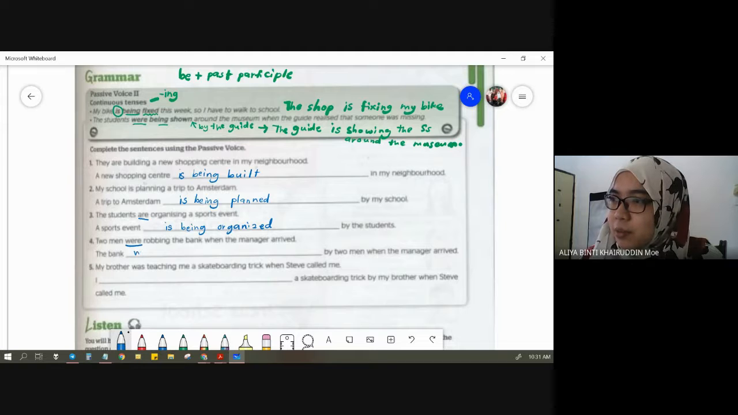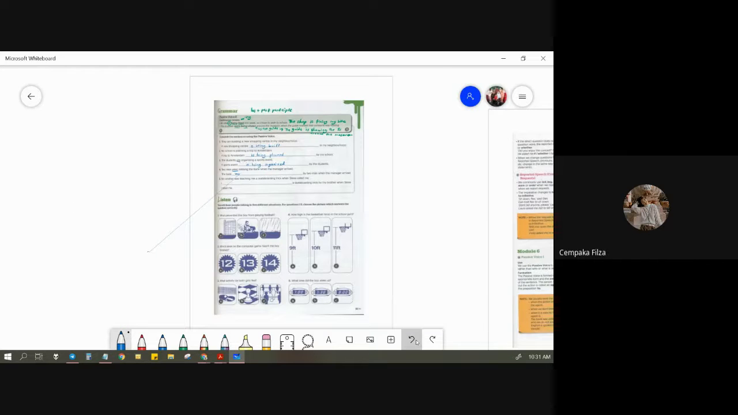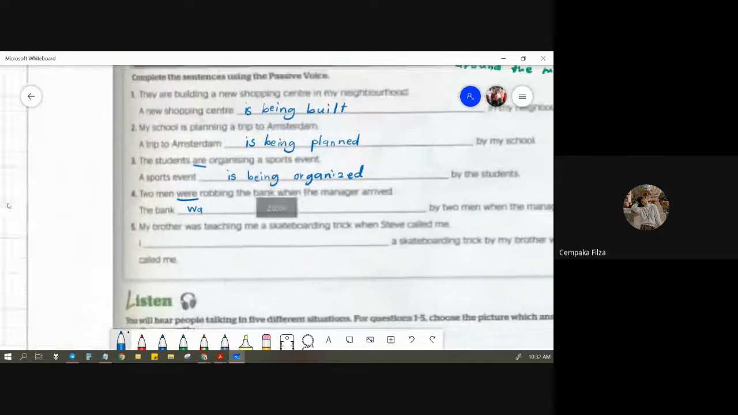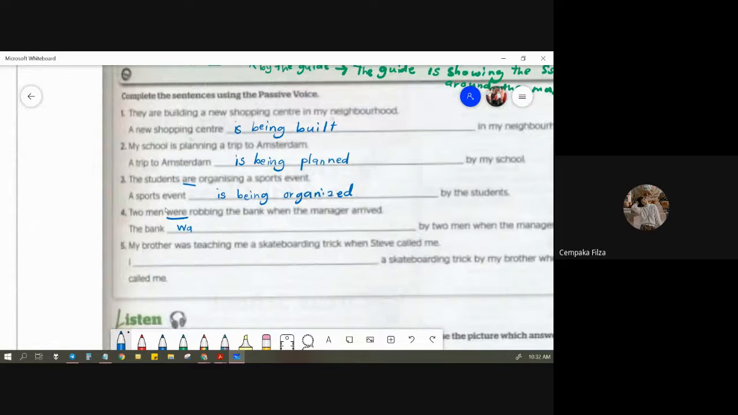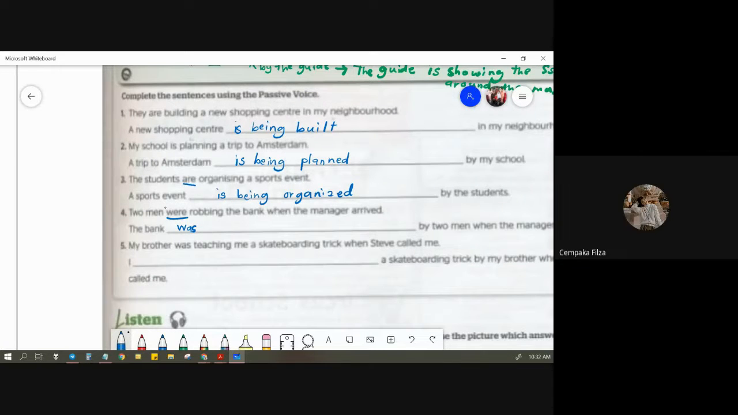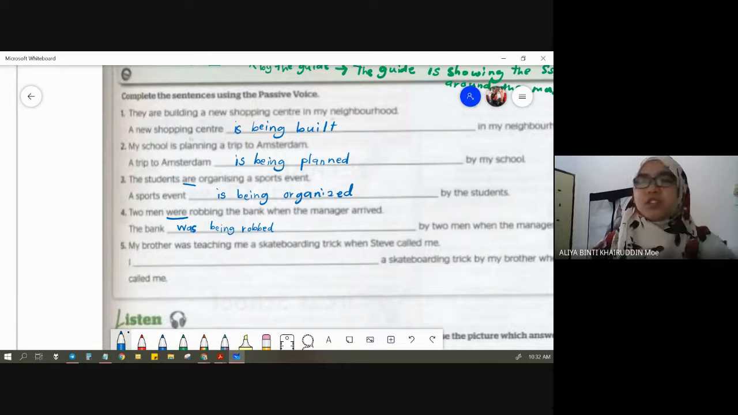The bank was, and then followed by, what is it? Being. The bank was what? Being robbed. Yes, very good. Being robbed. Try to say was being robbed. Earlier I didn't hear the answer. Was being robbed by two men. That's the answer, easy, right?